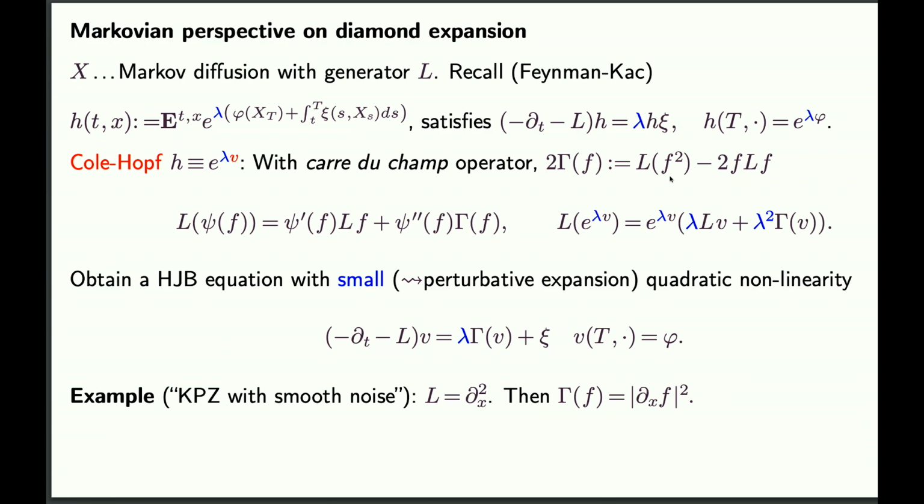And so what you get here, and for the sake of time, let me skip these details here, is basically a nonlinear PDE of HJB form. And if you're in a simple setting here with the Laplacian, then here this would just be the gradient squared. More generally, you'd have the carré du champ. And this is a nonlinear PDE, okay, like KPZ with smooth noise. And what you want to do is expand in lambda.